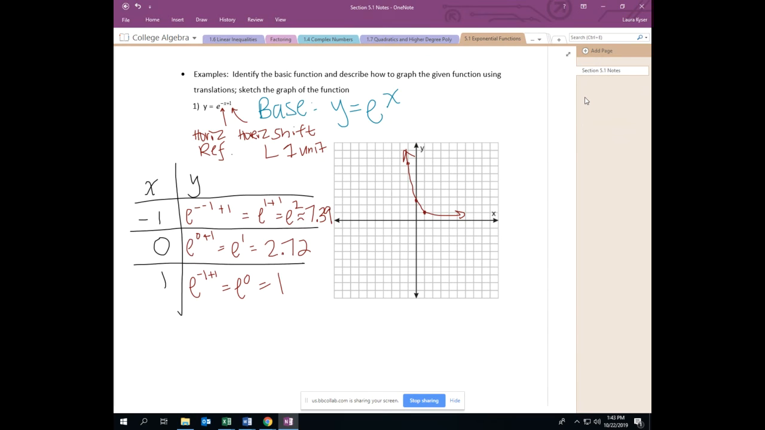So we can state what the different transformations look like, and then we can just go ahead and do the same thing we did before and make a table and kind of handle all of the graphing at one time.